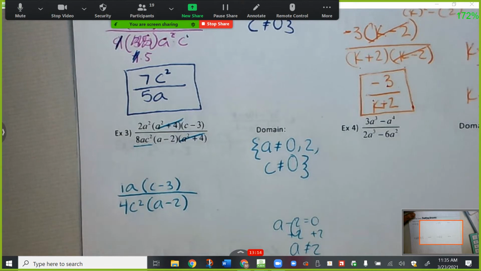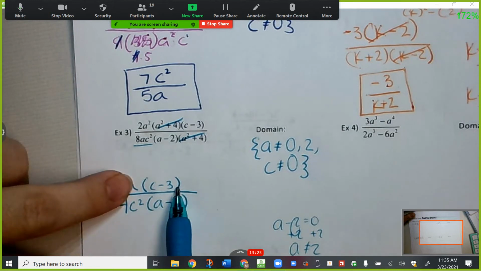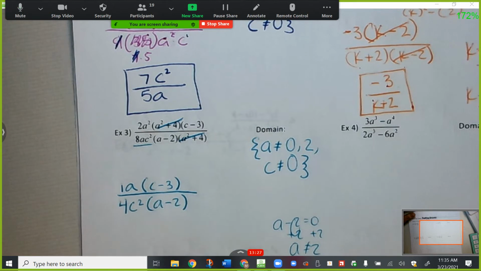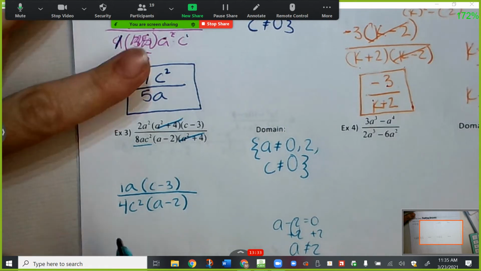Remember how I talked about how it's different when they're multiplying, and when you have addition and subtraction, it has to be the whole thing or nothing? So this is C minus 3. This is just C squared. It's not the whole thing, so it can't cancel. When you have that plus or minus in parentheses, it has to be the same or nothing. Okay, so this is your simplified answer.